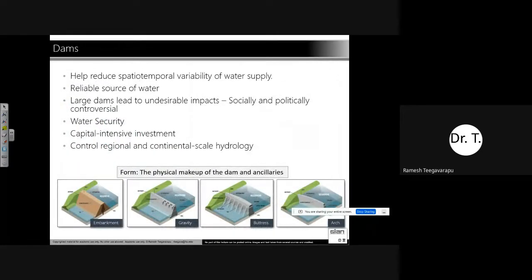So why do we need dams? Of course, there are different types of dams which I'm listing there. You need dams because you need reliable sources of water, to reduce the spatial and temporal availability of the water. Large dams, of course, lead to undesirable impacts, and are socially and politically controversial. We need water security. Of course, we need capital intensive investment because we need to invest in the whole materials and structure. Of course, that's a lot. But dams also are known to change the regional and continental scale hydrology depending upon the size of the dam.